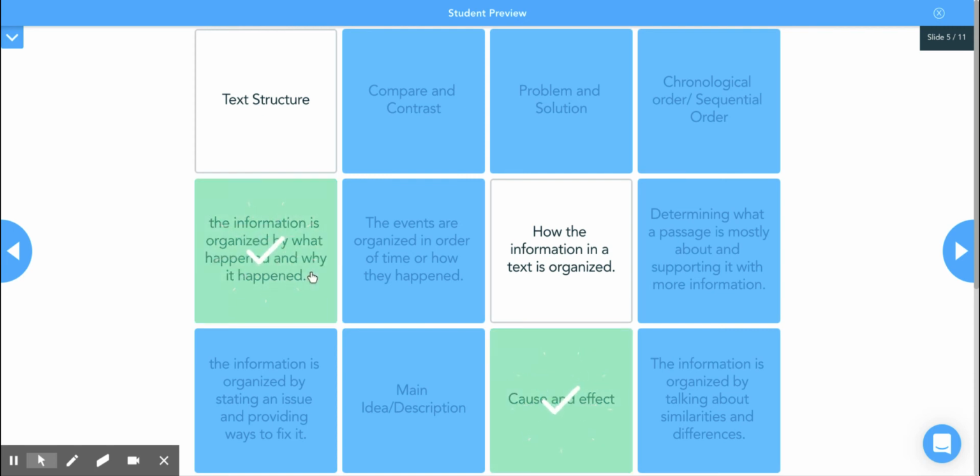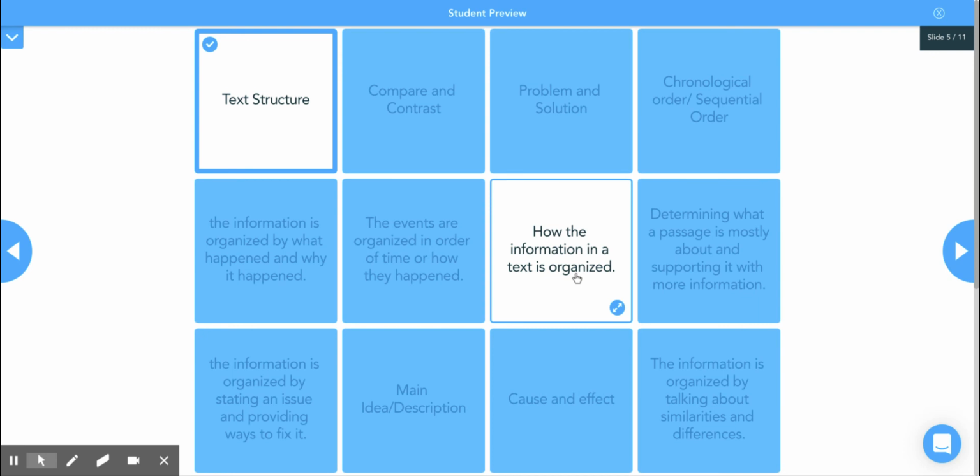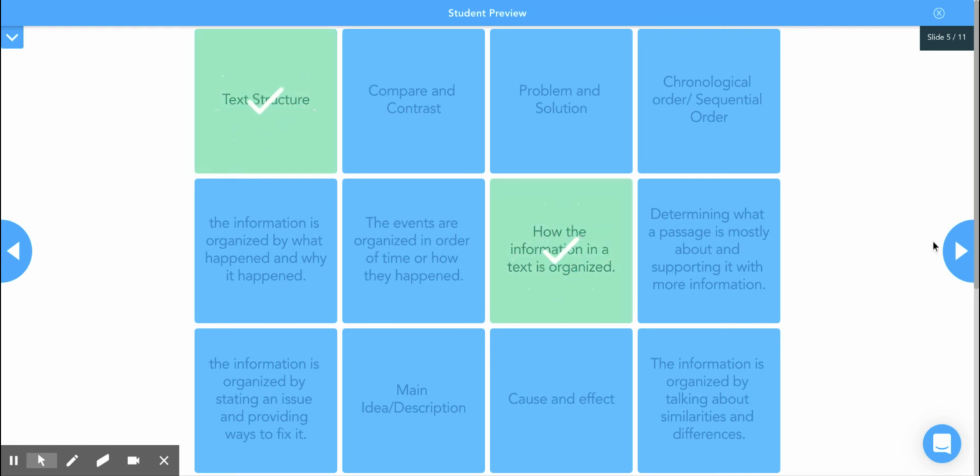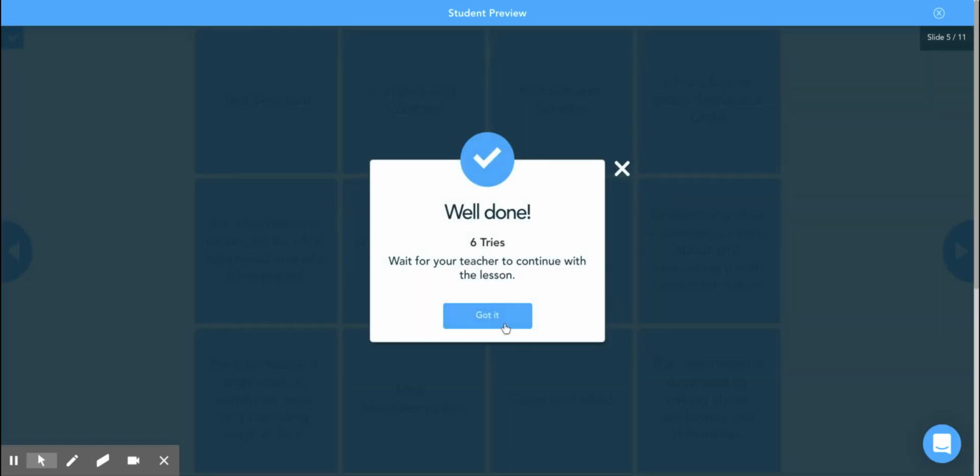Okay. The last card we've already kind of talked about, which is text structure. It's how the information in a text is organized. It is specifically a nonfiction text, a text that is real. Okay. So that is our matching.